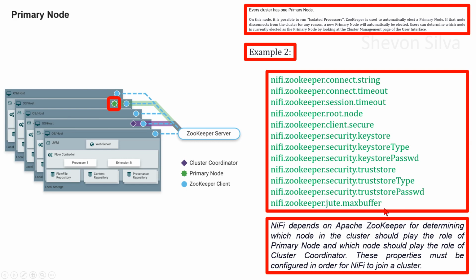NiFi depends on Apache Zookeeper for determining which node in the cluster should play the role of primary node and which node should play the role of cluster coordinator. These properties must be configured in order for NiFi to join.